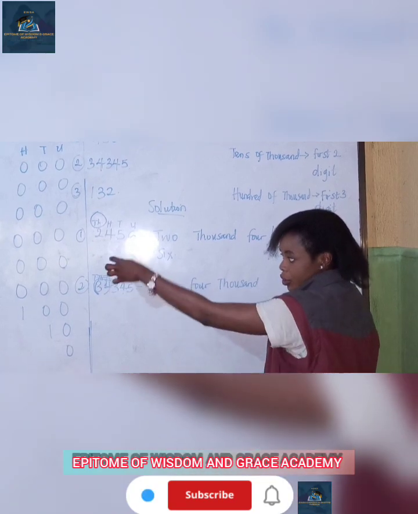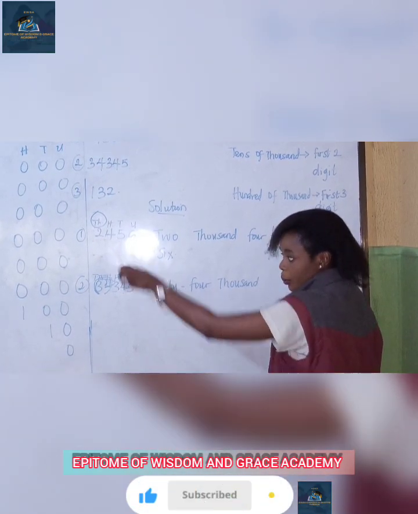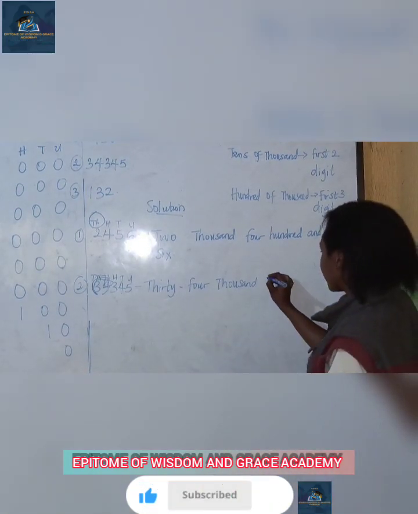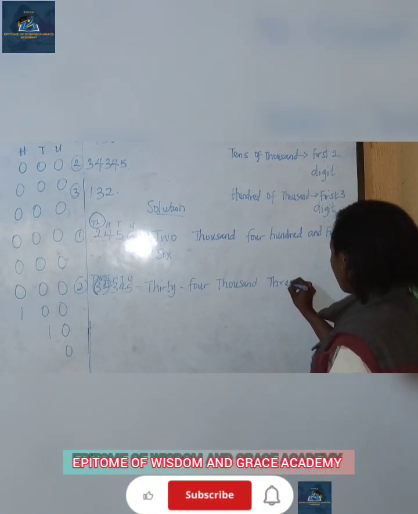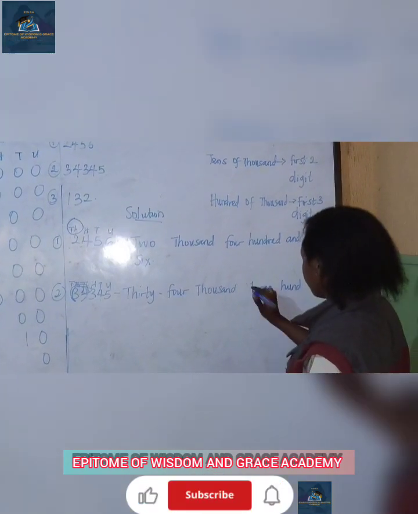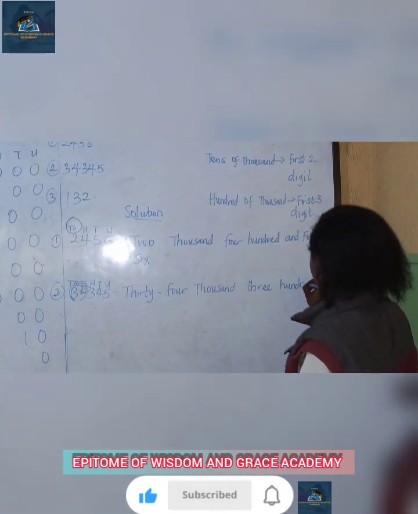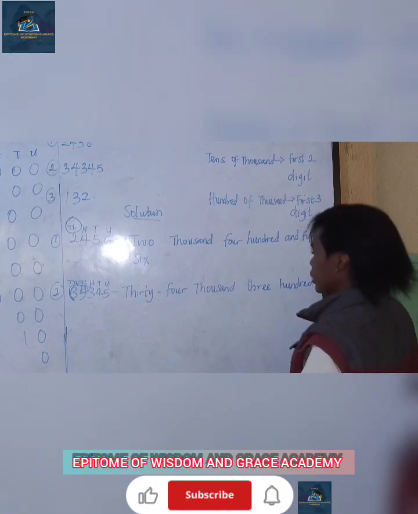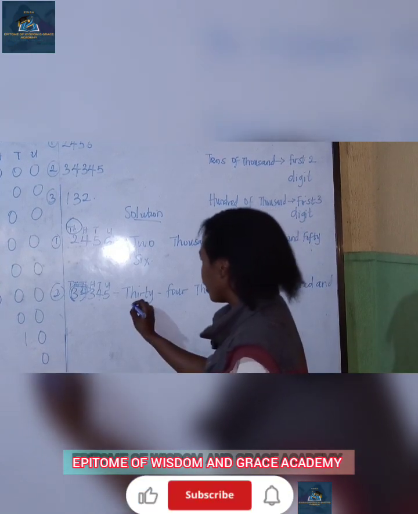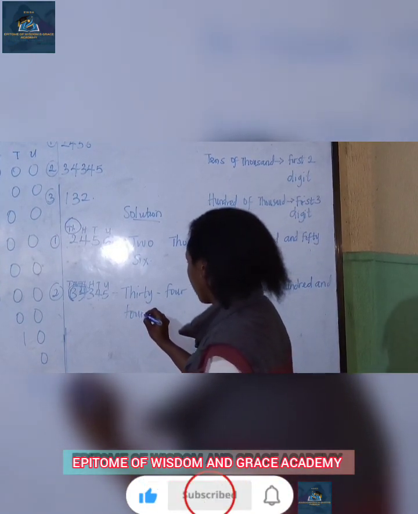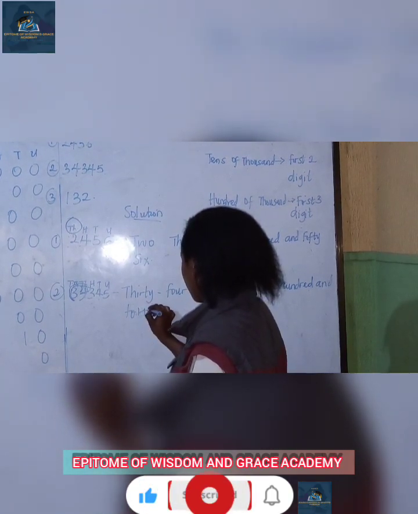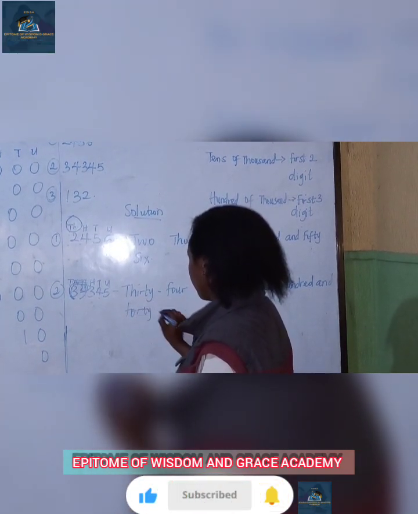345. 300. 100 is up. 300. Now we have 34,000. The next part is 300. Sorry. 300. And then 4 and 5. You should be very familiar with that. 45. 340. Sorry. 5.